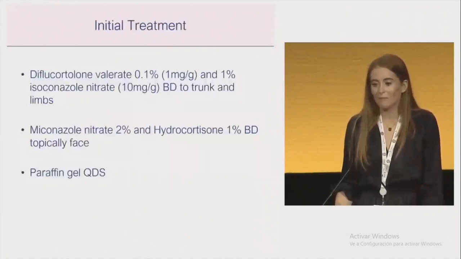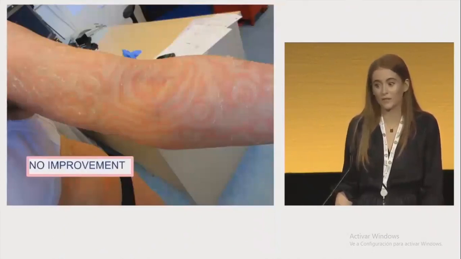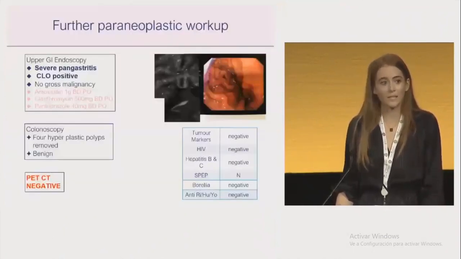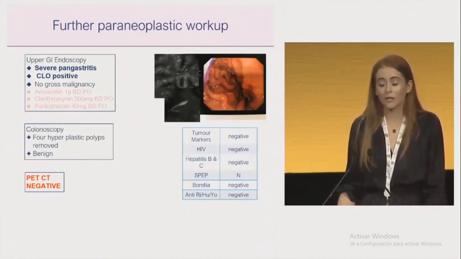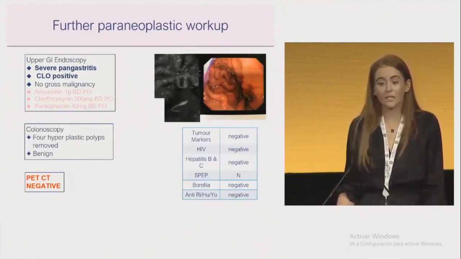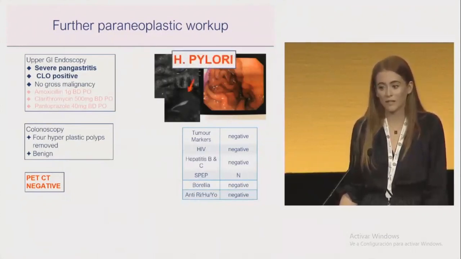So initially we treated her with topical steroids and topical antifungals, but when we brought her back to clinic 2 weeks later, there was no improvement. So we then expedited a further paraneoplastic workup, including a full body PET CT, which was negative. We did tumor markers, paraneoplastic antibodies, upper and lower GI endoscopy. So the endoscopy was negative for malignancy, but what's interesting is it did demonstrate a severe pangastritis, which was CLO positive, and this indicates an active Helicobacter pylori infection.